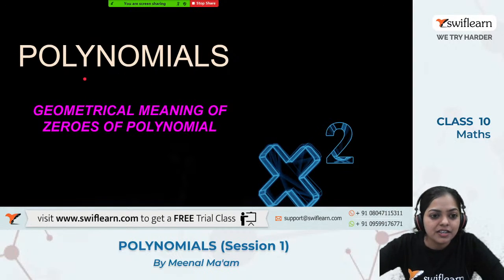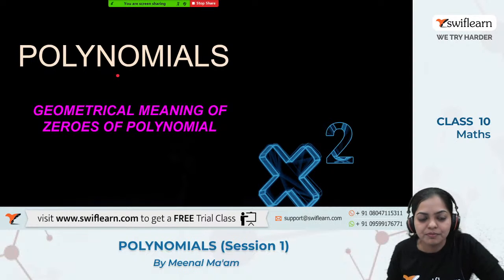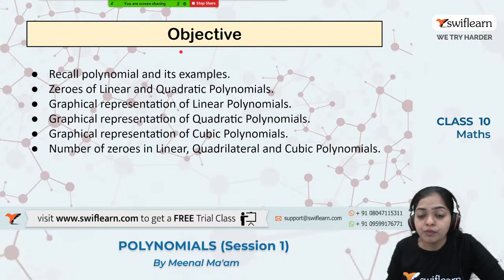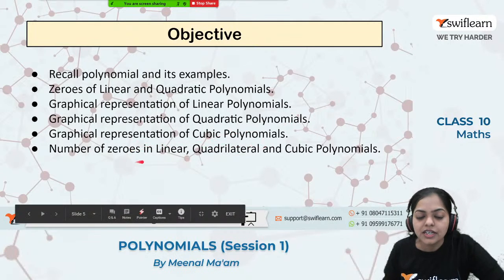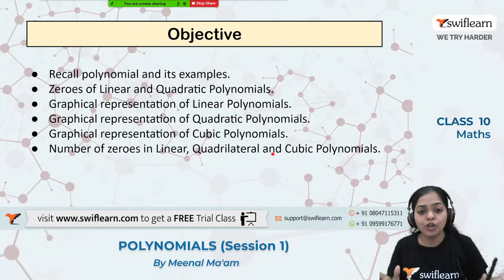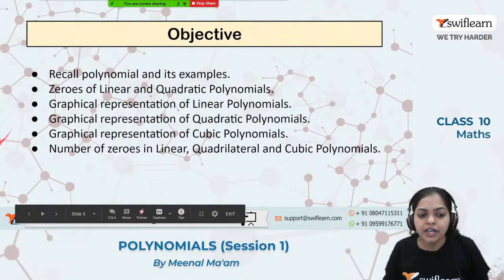Today's session is class 10th polynomial, and this is the first session of it. Let's move on to the objective, what we are going to study in today's session. Today we will recall polynomial and its examples. Then zero of a linear and quadratic polynomial, graphical representation of linear polynomial, graphical representation of quadratic polynomial, graphical representation of cubic polynomial, and number of zeros in linear, quadratic and cubic polynomials. So this is all about the objective that we cover in today's class.